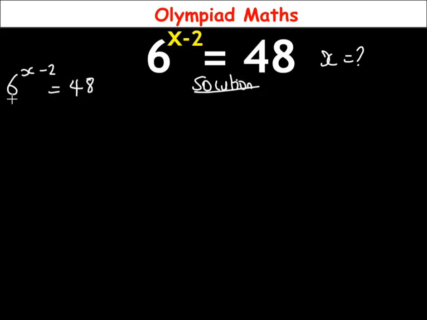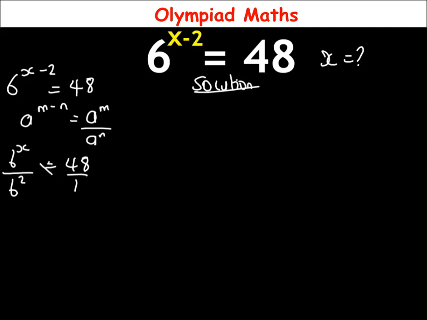Now looking at this right here, if we have a to the power of m minus n, this equals a to the power of m over a to the power of n. Now applying this principle, what we have is 6 to the power of x over 6 to the power of 2 is equal to 48. At this junction, you can then cross multiply, such that 6 to the power of x is equal to 6 squared, which is 36, then multiplied by 48.